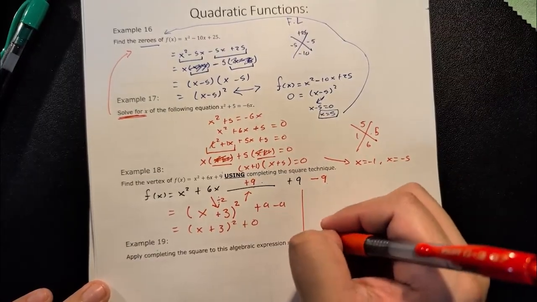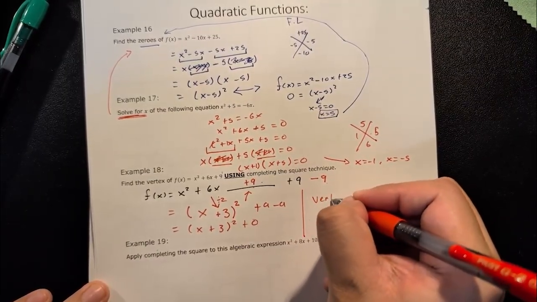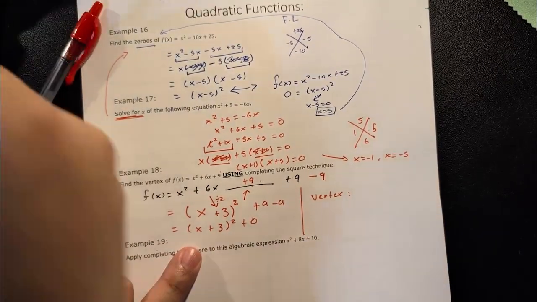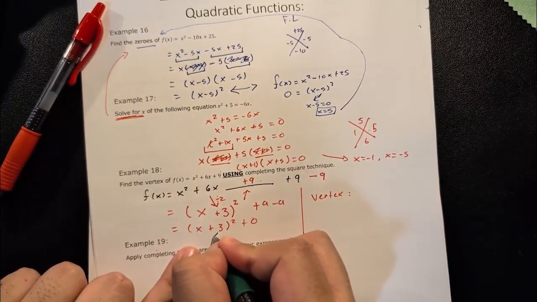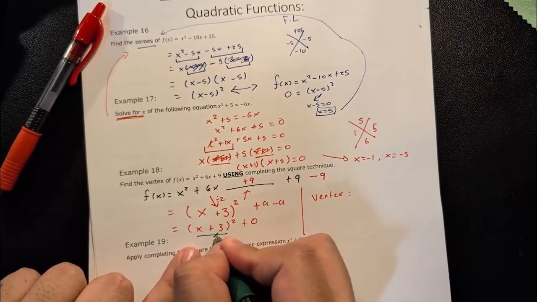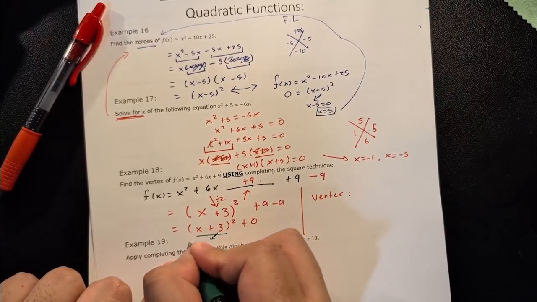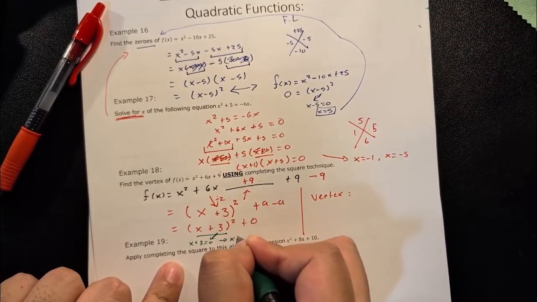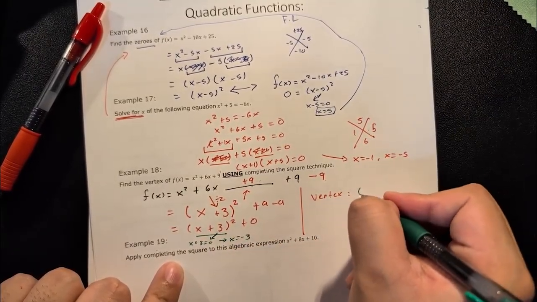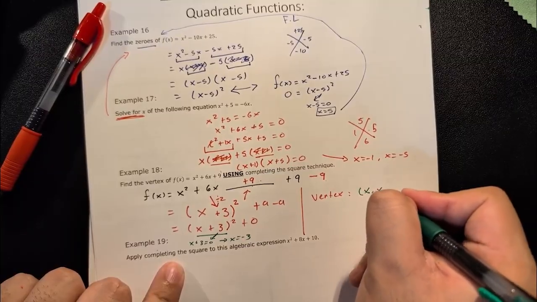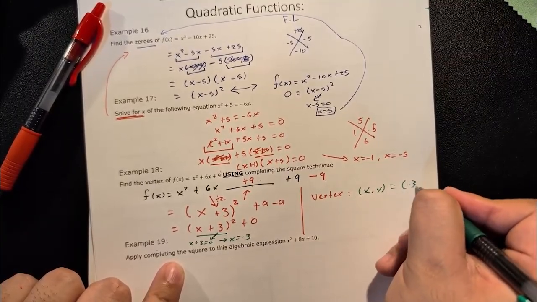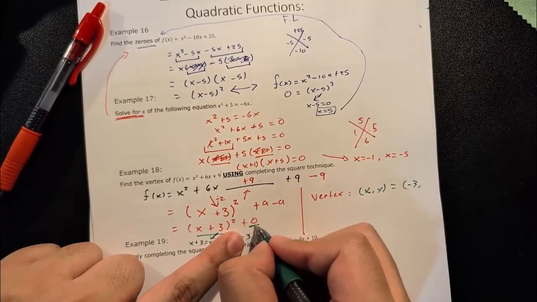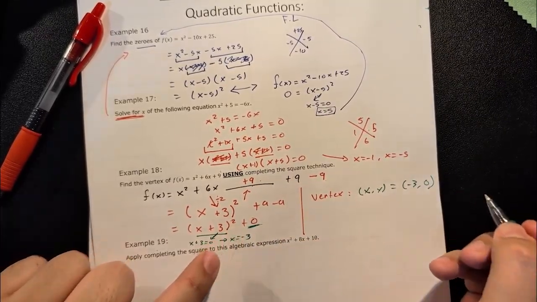So then our vertex is going to be, I set this whole thing to 0. So x plus 3 equals 0. So then x equals negative 3. So (x, y), we have negative 3. And then to find my y value, it's just going to be this number. So 0.